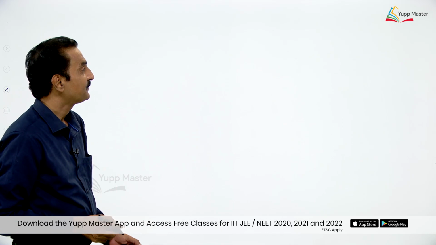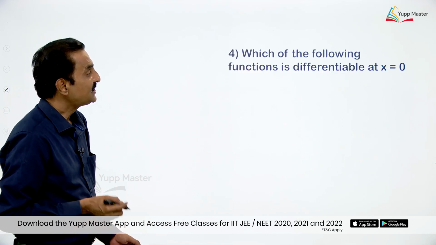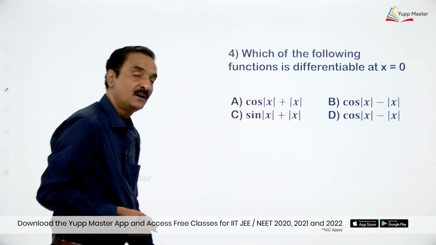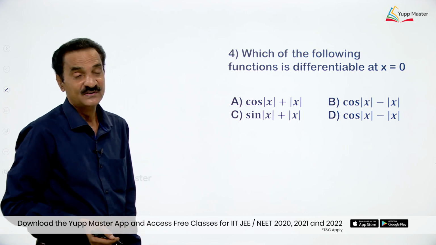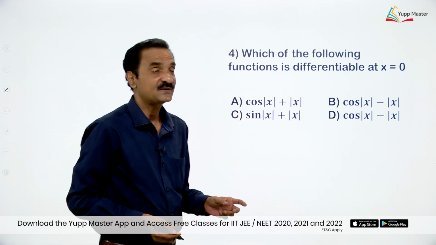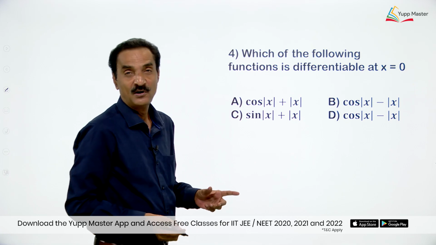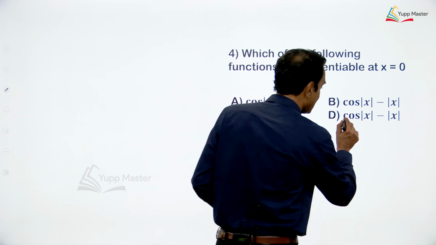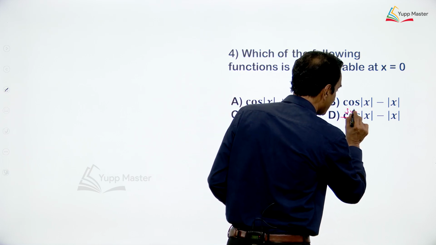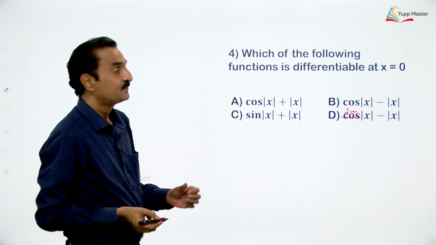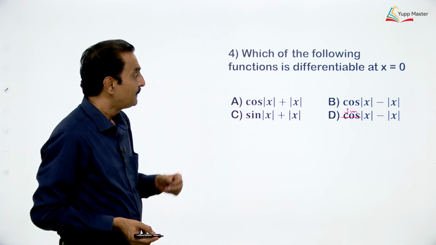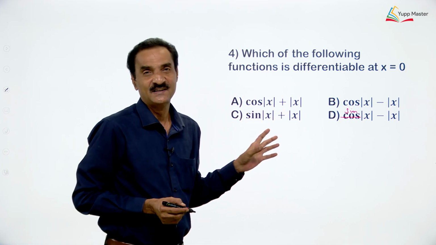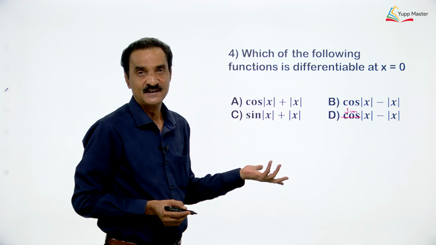Next question. Which of the following functions is differentiable at x is equal to 0? The options are cos mod x plus mod x, cos mod x minus mod x, sin mod x plus mod x, and sin mod x minus mod x. Sorry, this is also sin. Now, we know that cos of mod x is cos x, because cos of minus x is cos x.